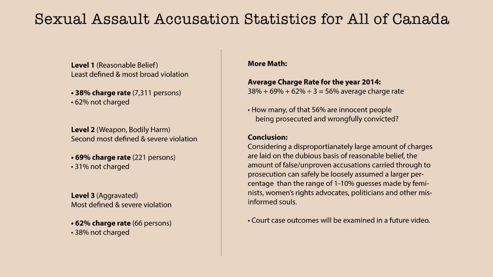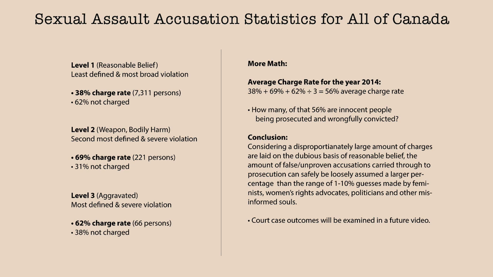Now, if we do a little bit more math, we can average out the total percentage of the charge rate for all sexual assaults. And by doing that, it's really simple. We take the 3 separate charge rates, add them together and then divide by 3, and we get a result of 56% average charge rate. So the question is, how many of that 56% are innocent people being prosecuted and wrongfully convicted?